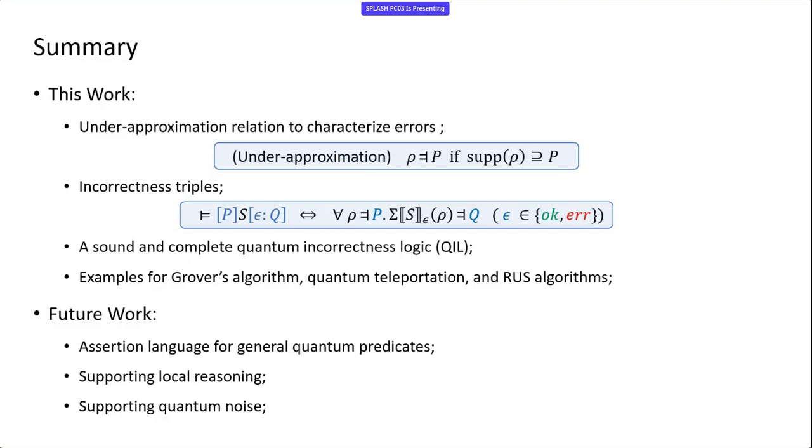Sorry, can you just repeat your problem once more? I can't get your problem, so can you speak it again? So you said currently you use projections as predicates, right? And I'm very much an outsider, but I understood that projections are very nice because they preserve the correct states. They don't destroy them. You said in your future work you want to have more general assertions. Do you have any idea how to do this?